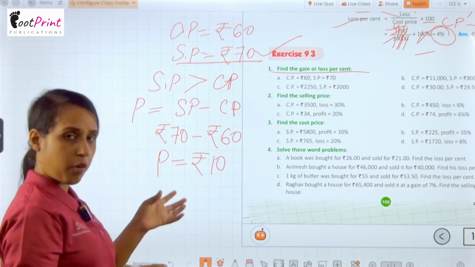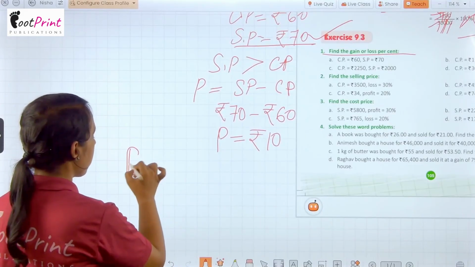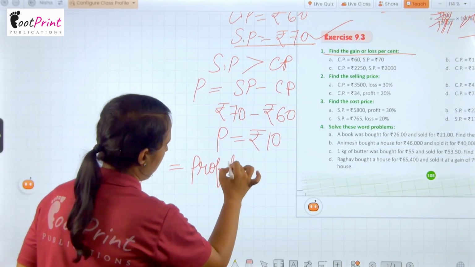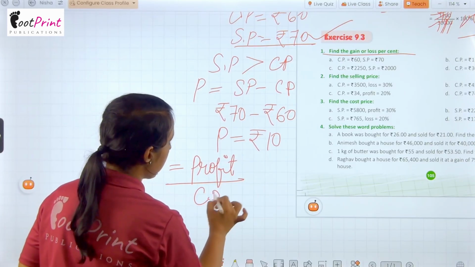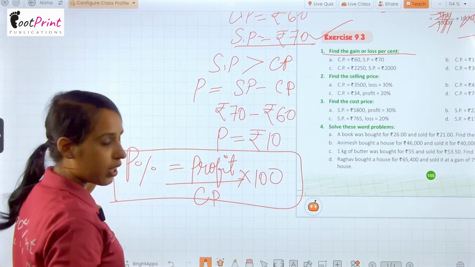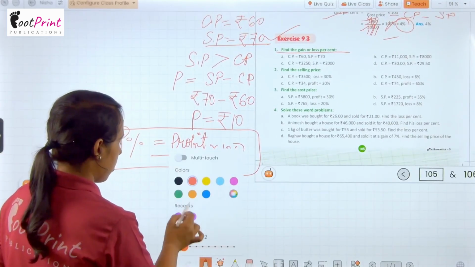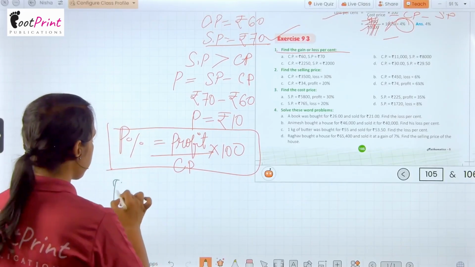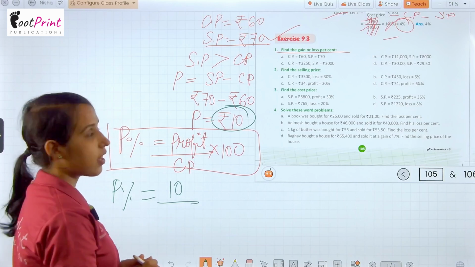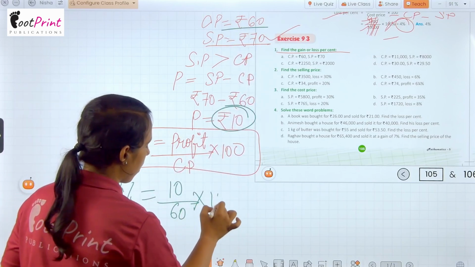Okay, this is our profit, but we have to find out profit percent. So how do we find out profit percent? First we write profit upon cost price, that is CP, into 100. This is our formula for this. Okay, so to find out this profit percent, profit is made up of 10 rupees. So here we write 10, and the CP is given here 60. So here we write 60 into 100.